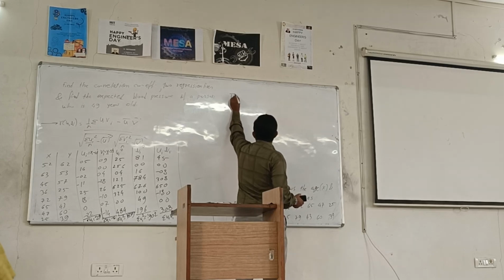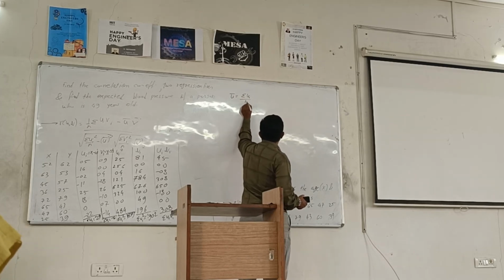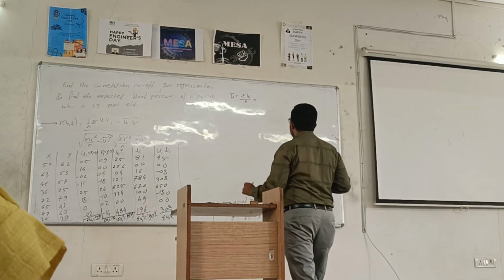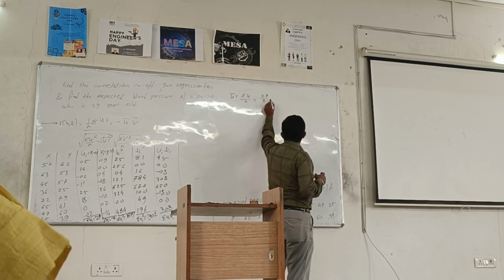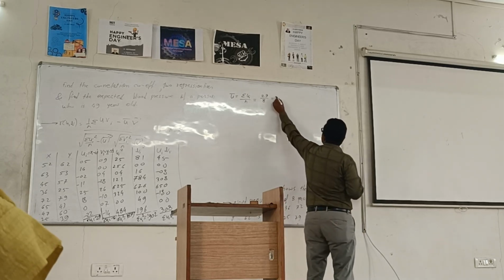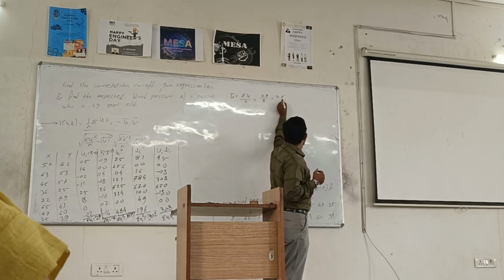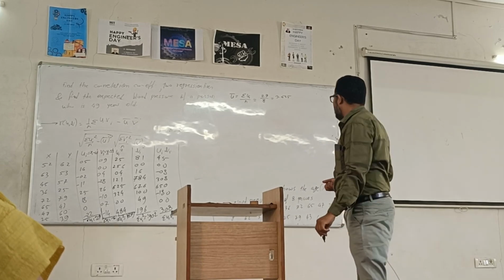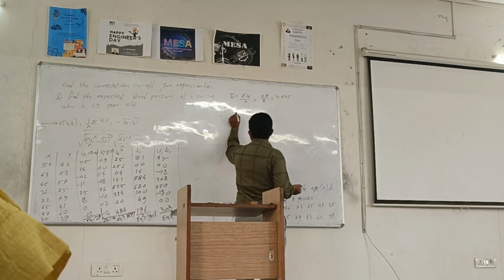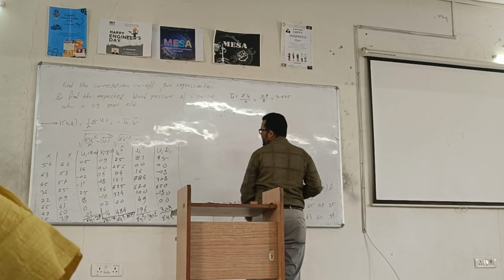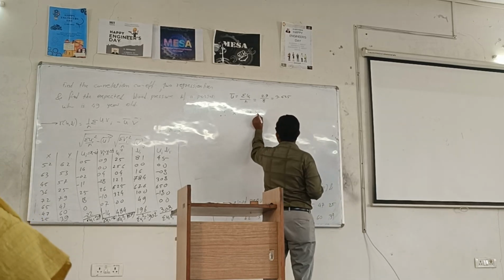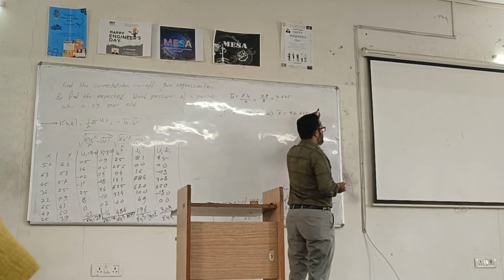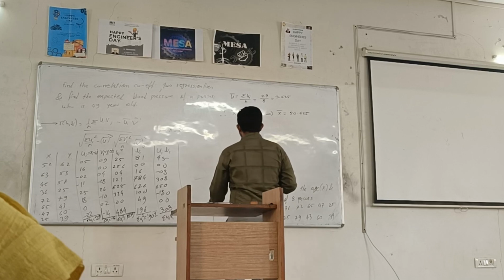Firstly, what is u bar? u bar is summation ui upon n. u bar कितना है? 29 upon 8, is 3.625. क्या आया हमारा u bar? अच्छा, u bar अगर आ गया, can I find x bar? तो x bar is nothing but u bar plus a, कितना था हमारा 47, so x bar is nothing but 50.625. क्या आ गया x bar.